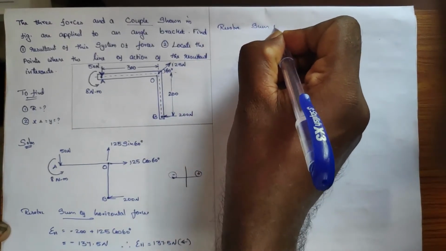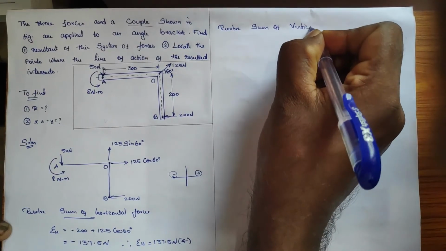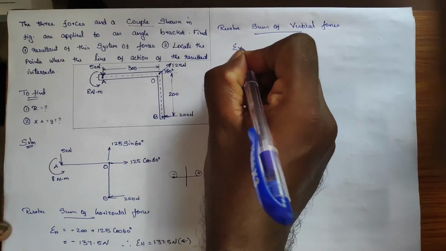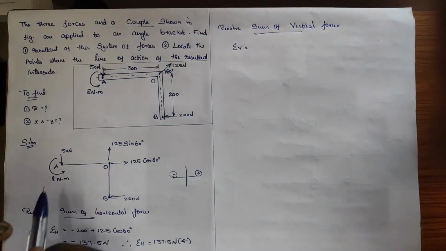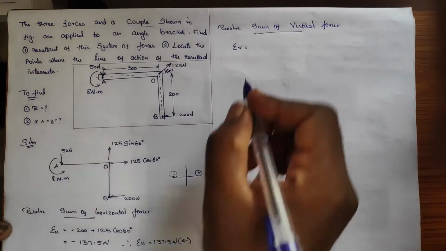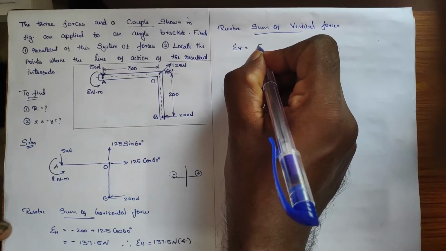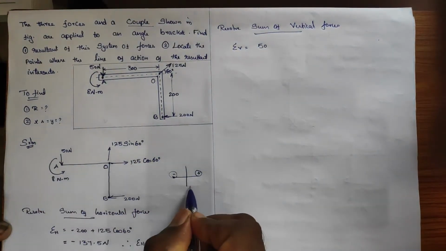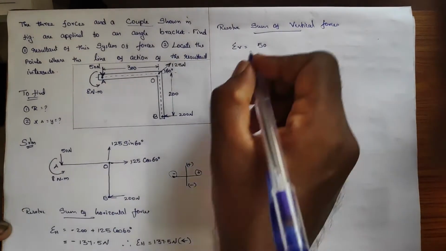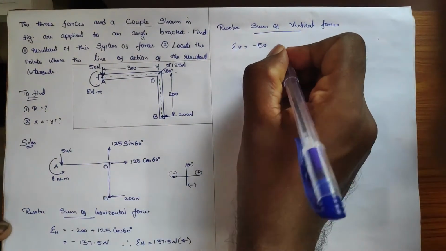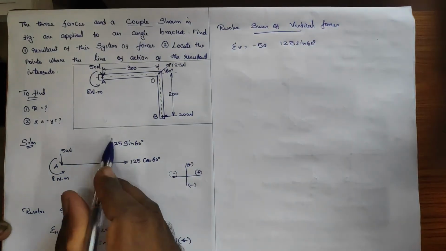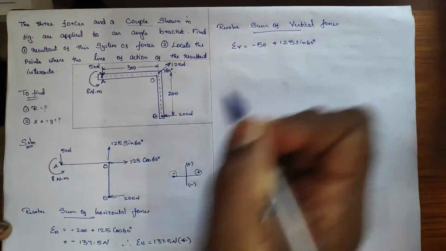Resolve the sum of vertical forces. So for the sum of vertical forces, add all the vertical forces in the system. So vertical forces: 50 Newton and 125 sine 60 Newton. Am I right? The 50 Newton is directed downwards, in the sense it carries a negative sign, and upward in the sense it's a positive sign. So this force carries a negative sign, and this force 125 sine 60 degree is towards upward, so it's a positive sign.